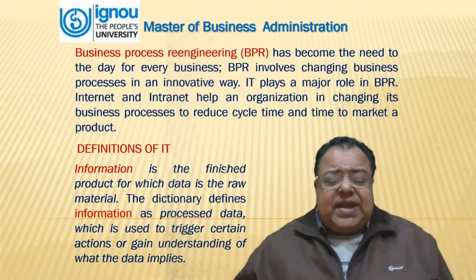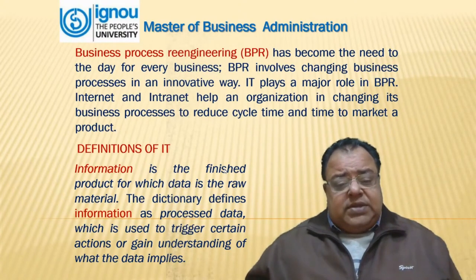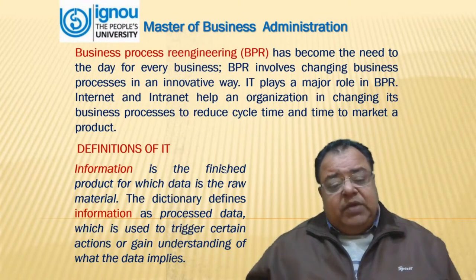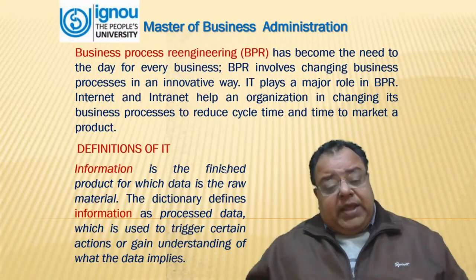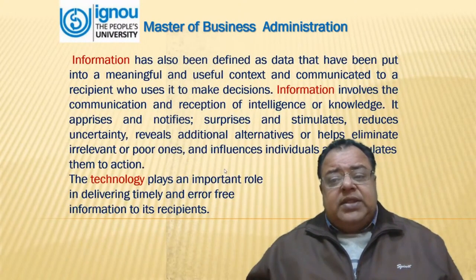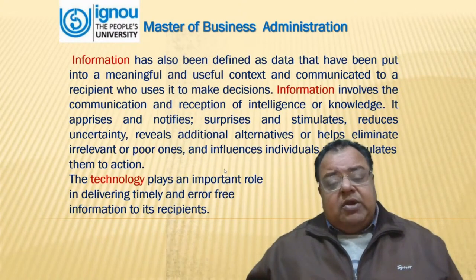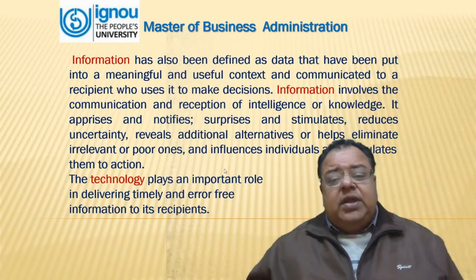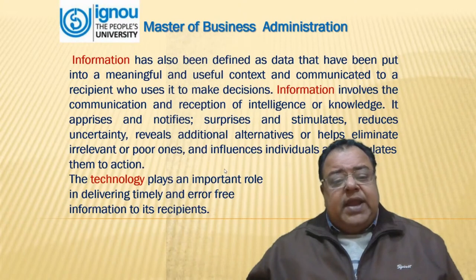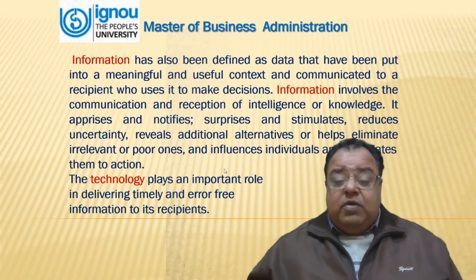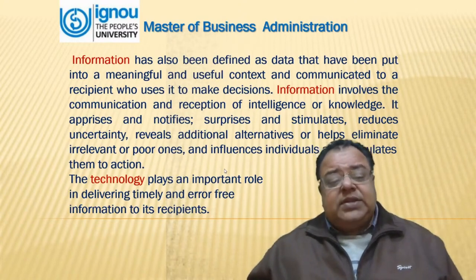Now, what is the definition of information technology? Information is the finished product for which data is the raw material. The dictionary defines information as processed data, which is used to trigger certain action or gain understanding of what the data implies. Information has also been defined as data that have been put into a meaningful and useful context and communicated to a recipient who uses it to make decisions. Information involves the representation and reception of intelligence or knowledge. It apprises and notifies, surprises and stimulates, reduces uncertainty, reveals additional alternatives, or helps eliminate irrelevant or poor ones, and influences individuals and stimulates them to action.